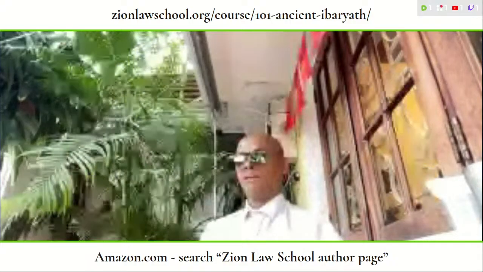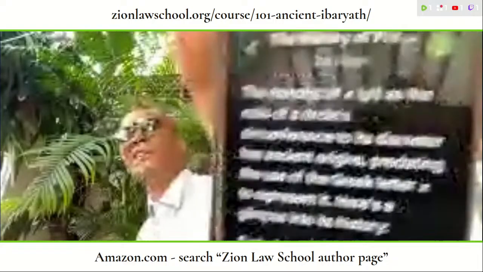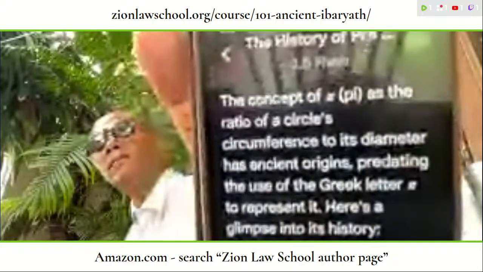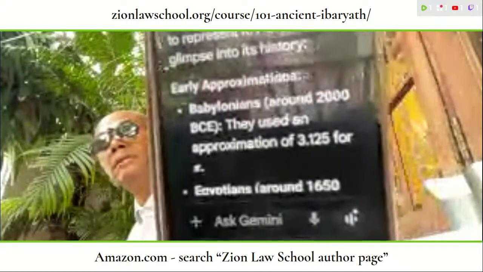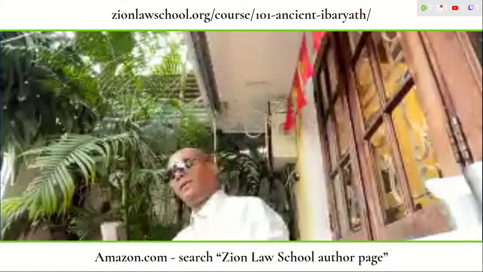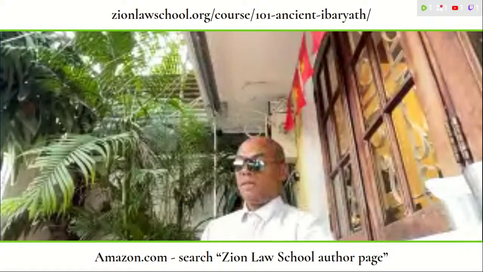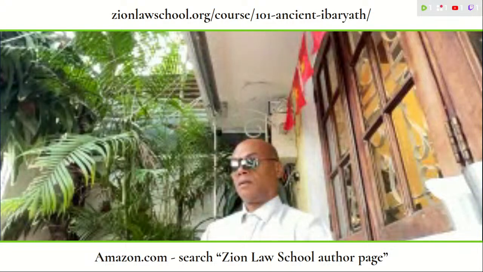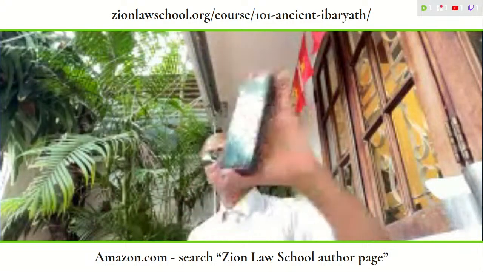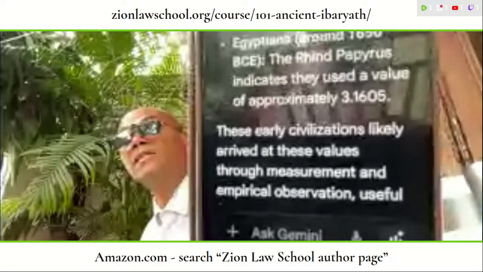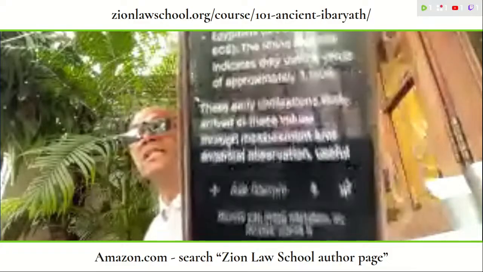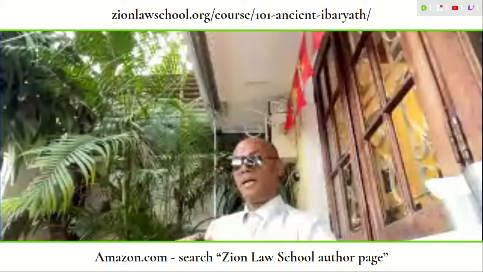Now let's continue. So let me put this on the camera. Hold on. So you can pause the video and replay it, all right? So pi is significant. We're going to get more into it. Don't worry. Hold on. So these early civilizations likely arrived at these values through measurement and empirical observation, useful in construction and astronomy.